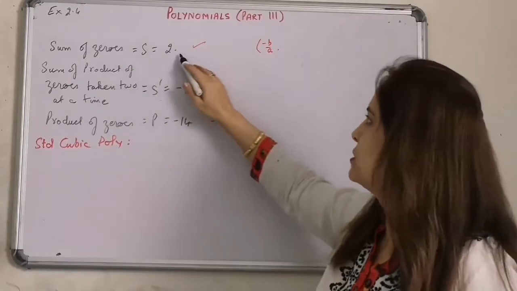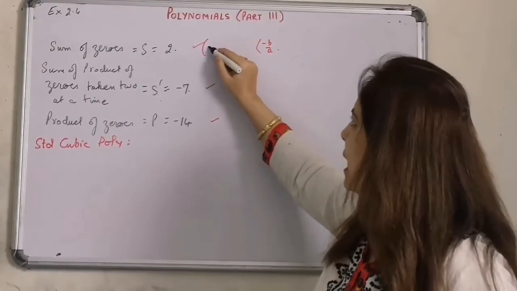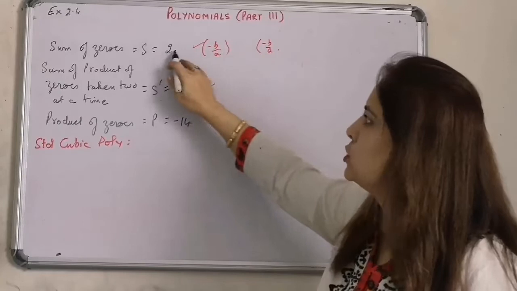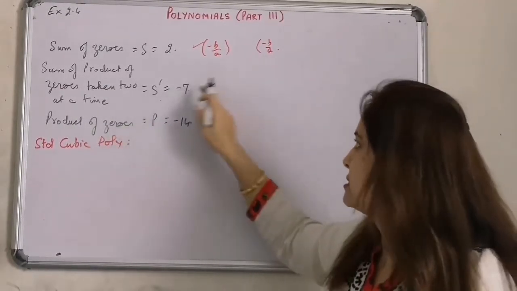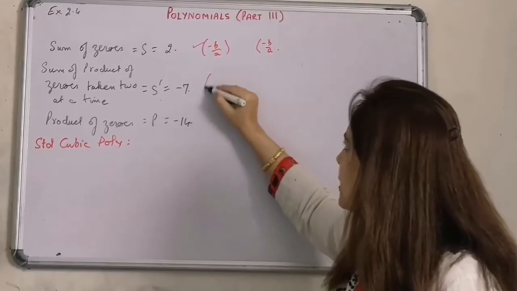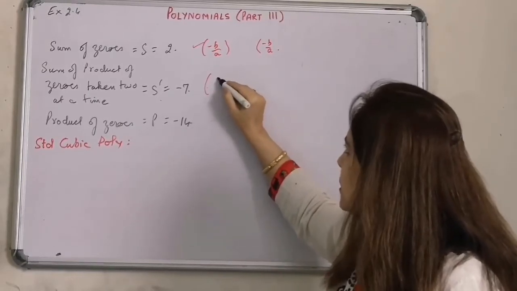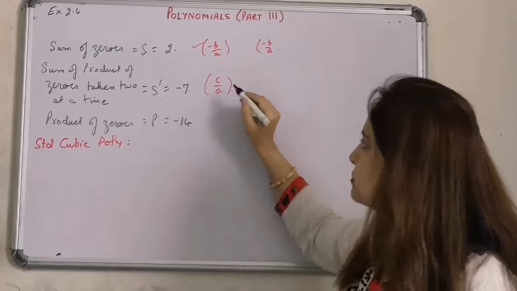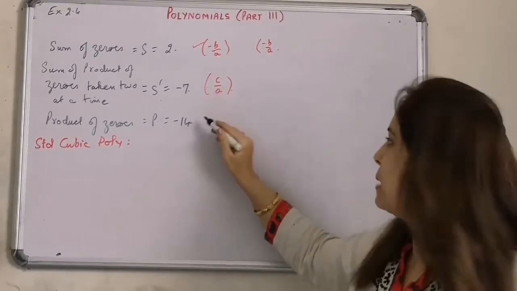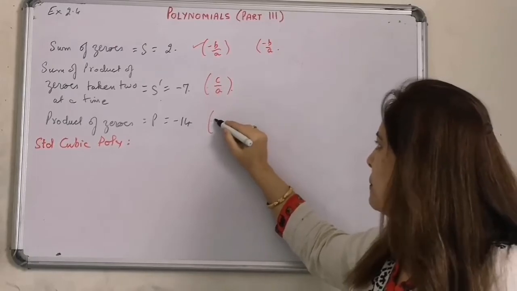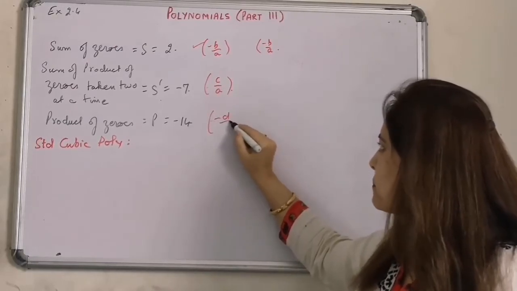We are having the sum of the zeros, minus b upon a, as 2. We are given the sum of product of zeros taken 2 at a time, s dash, equal to minus 7, which means we are given c upon a over here. And the product of the zeros p is given to be minus 14, that is, minus d upon a.